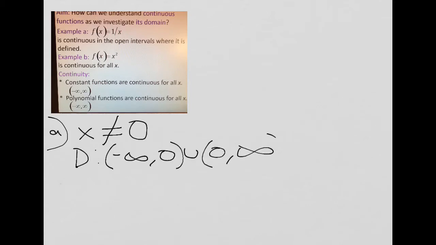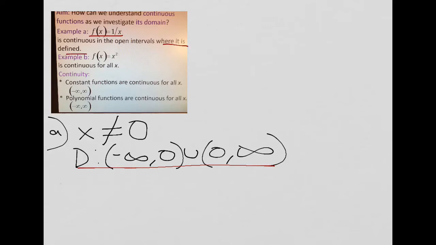Well, that's actually where it cannot be part of the domain. So some people say there's an implied domain or a restricted domain. So that is from negative infinity to 0 exclusively, or from 0 to infinity. So this function, it is a function. It's continuous, but only on its domain, so on these intervals where it is defined.